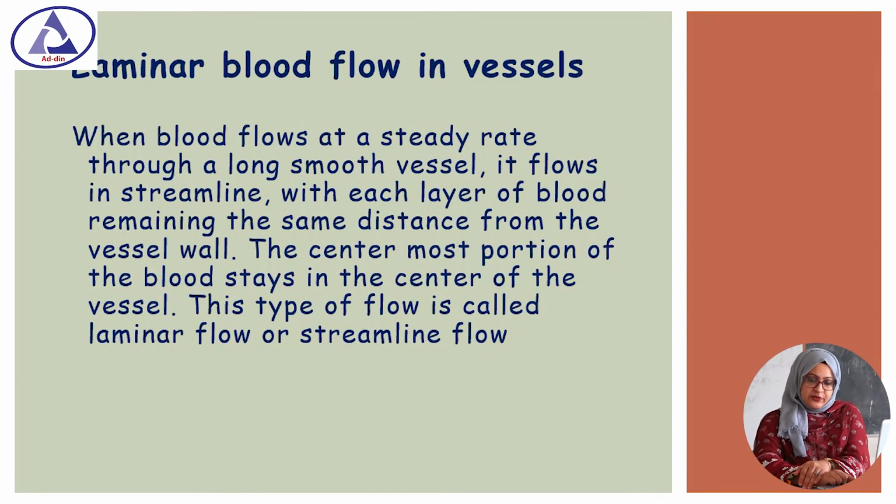The types of blood flow. Number 1 is the laminar blood flow. Laminar blood flow is when the blood flows at a steady rate through a long smooth vessel. It flows in streamlines with each layer of blood remaining the same distance from the vessel wall. The centermost portion of the blood stays in the center of the vessel. So, this type of flow is called laminar flow or streamline flow.